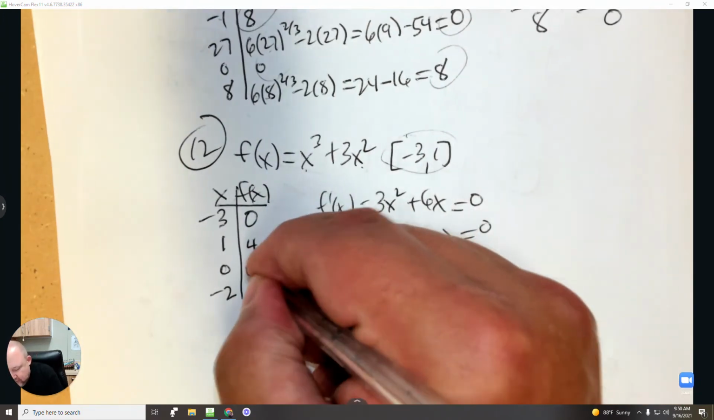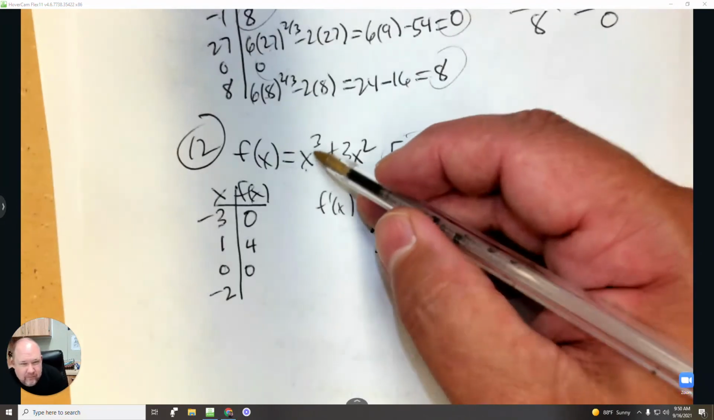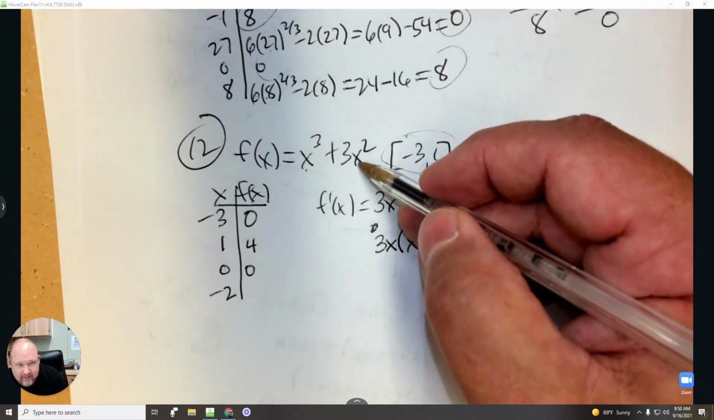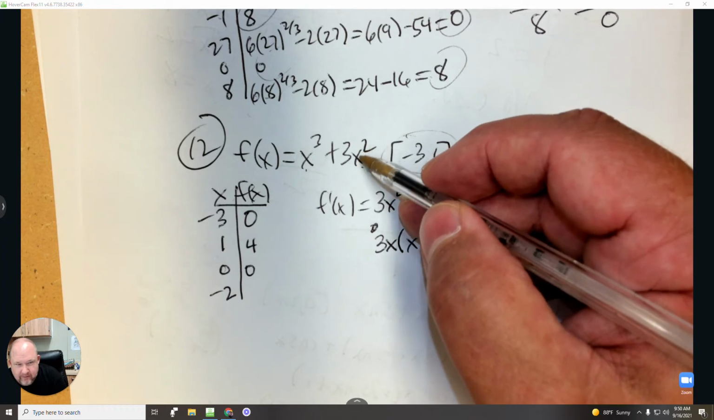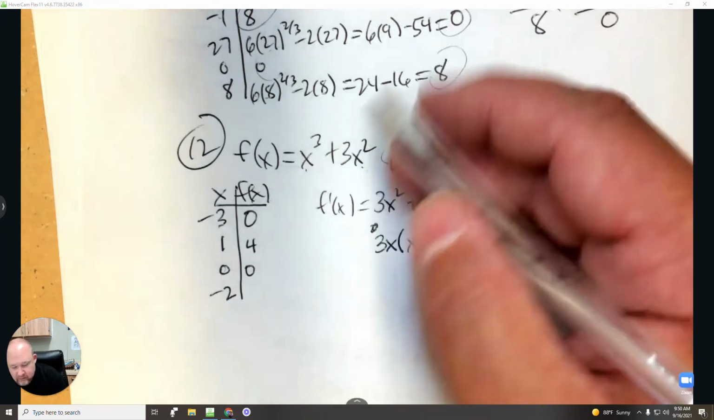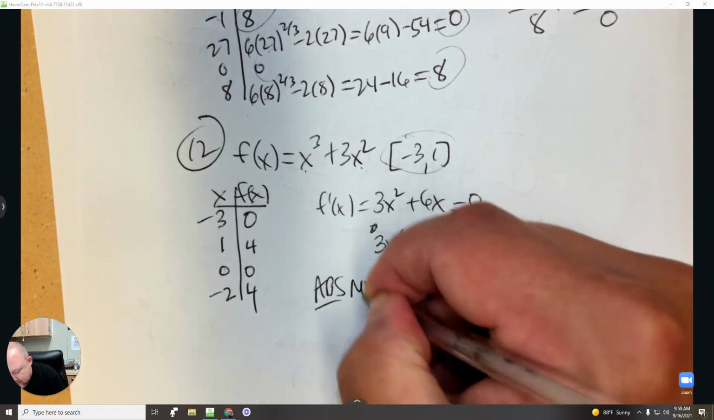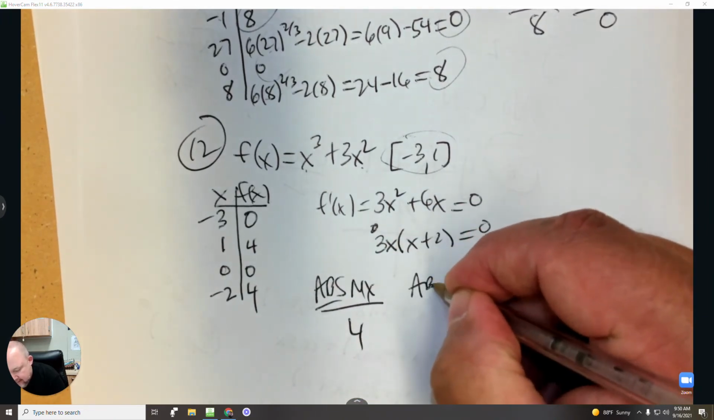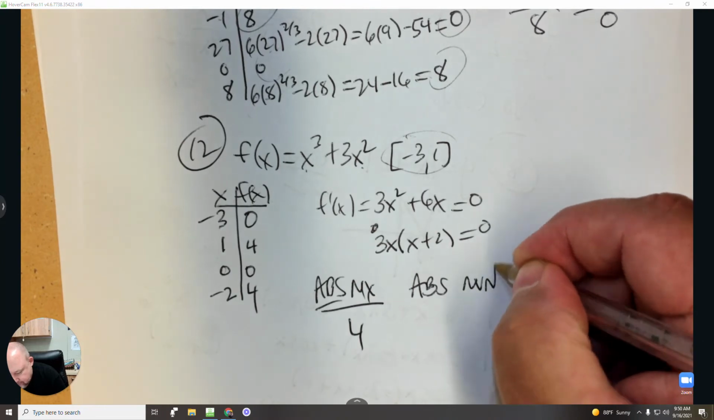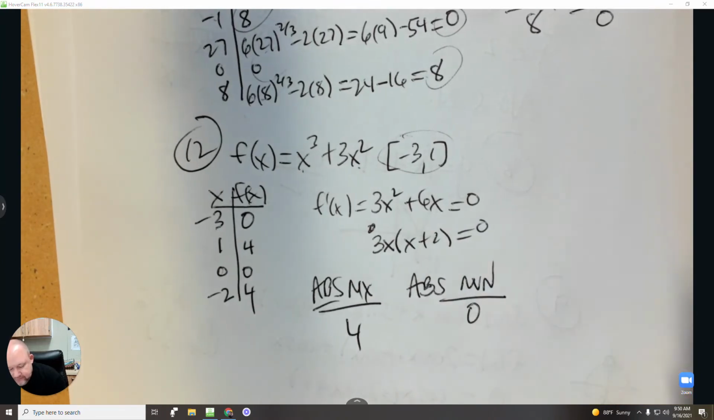0 gives you the answer 0. Negative 2 cubed is negative 8. Negative 2 squared is 4 times 3. This is 12, take away 8. So again, some nice symmetry here. So the absolute max is 4, and the absolute minimum is 0. Done.